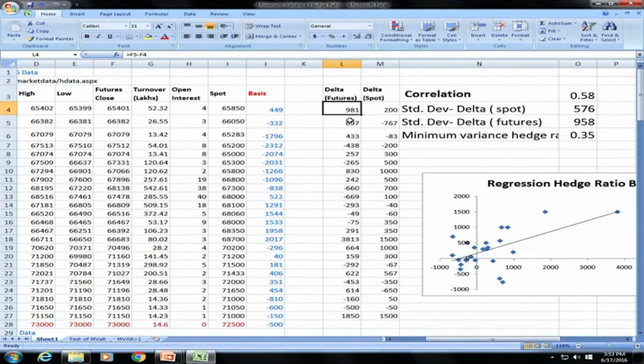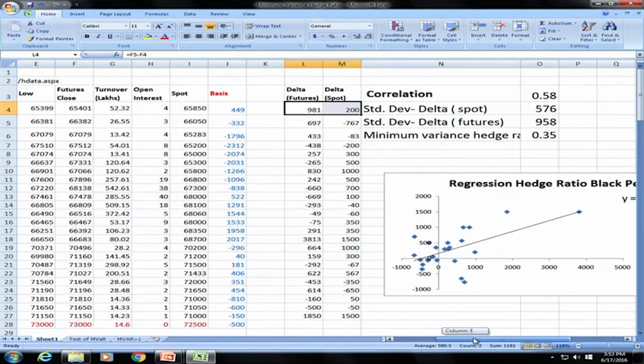This delta is nothing but F1 minus F0, F2 minus F1, and so on and so forth. So delta futures is the change in futures price on a daily basis, that is tomorrow's futures price minus today's futures price. Similarly, delta spot has been calculated, and we just now discussed that the minimum variance hedge ratio can be calculated with 3 components, that is the correlation between delta S delta F and standard deviation of delta spot divided by standard deviation of delta futures.